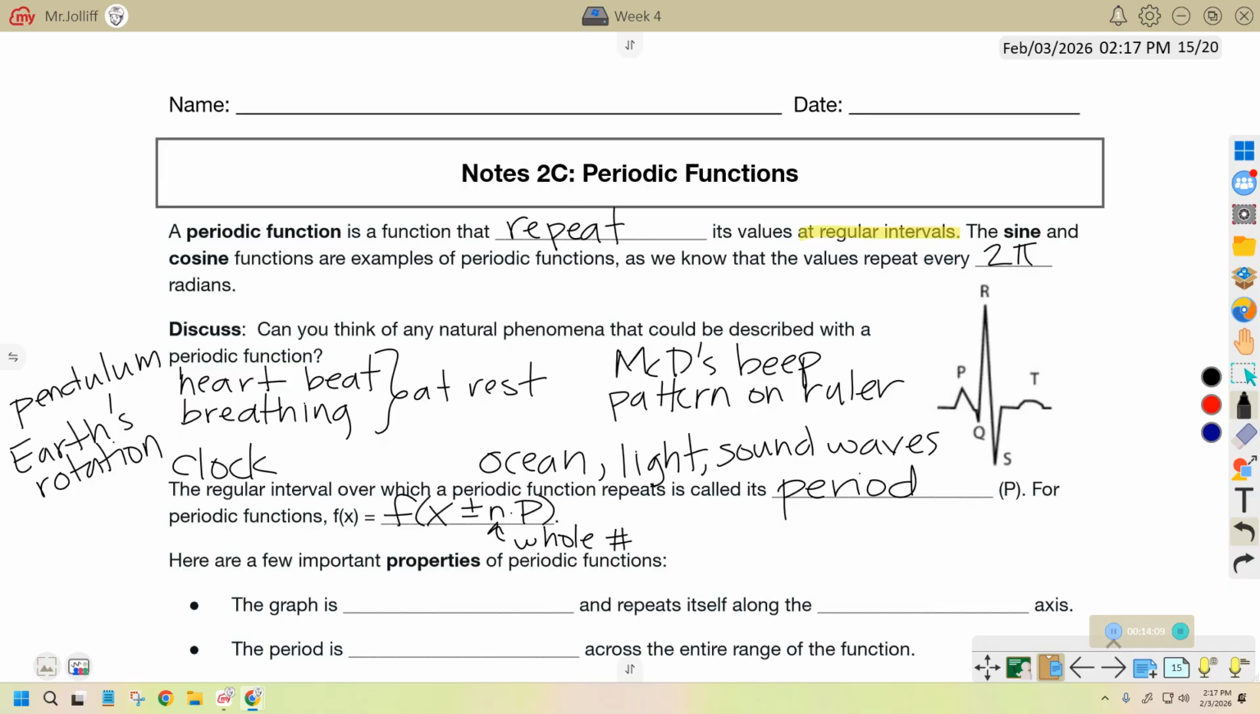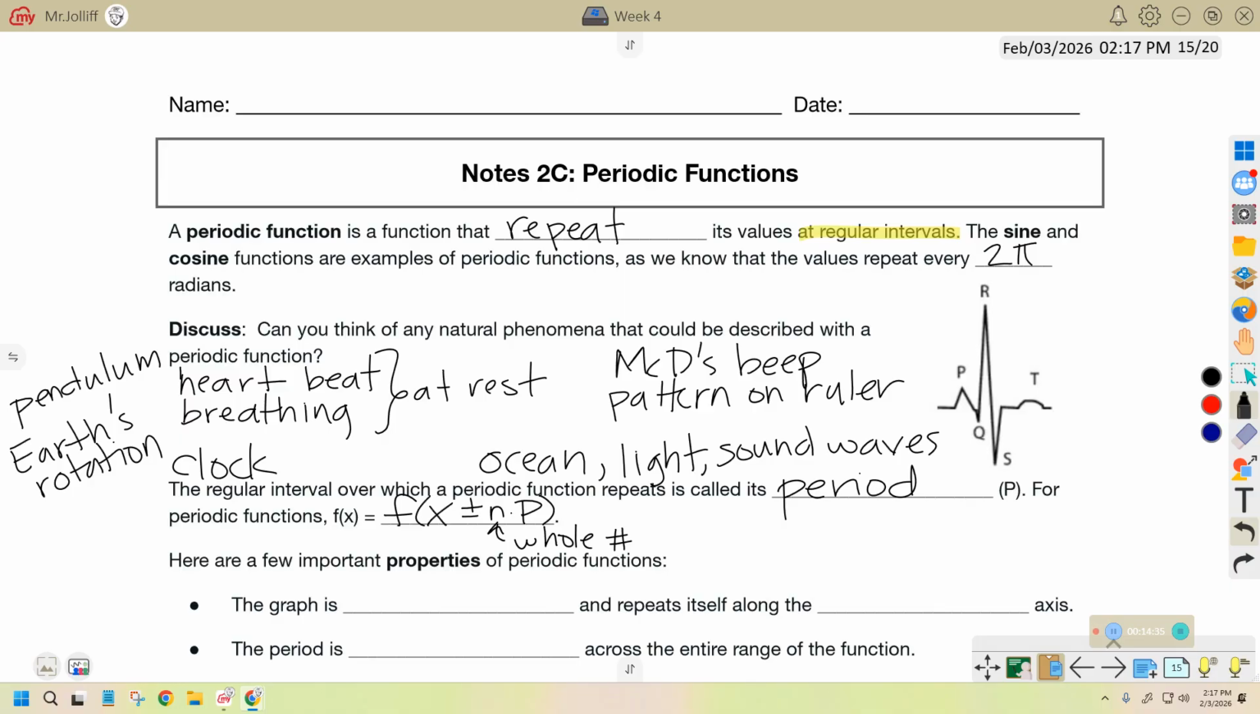As long as I know the output at x, x plus or minus any multiple of the period is going to give me the same output as x. Sine of 0 is 0, sine of 2 pi is 0, sine of 4 pi is 0, sine of 100 pi is 0, because 100 is divisible by 2. Good.